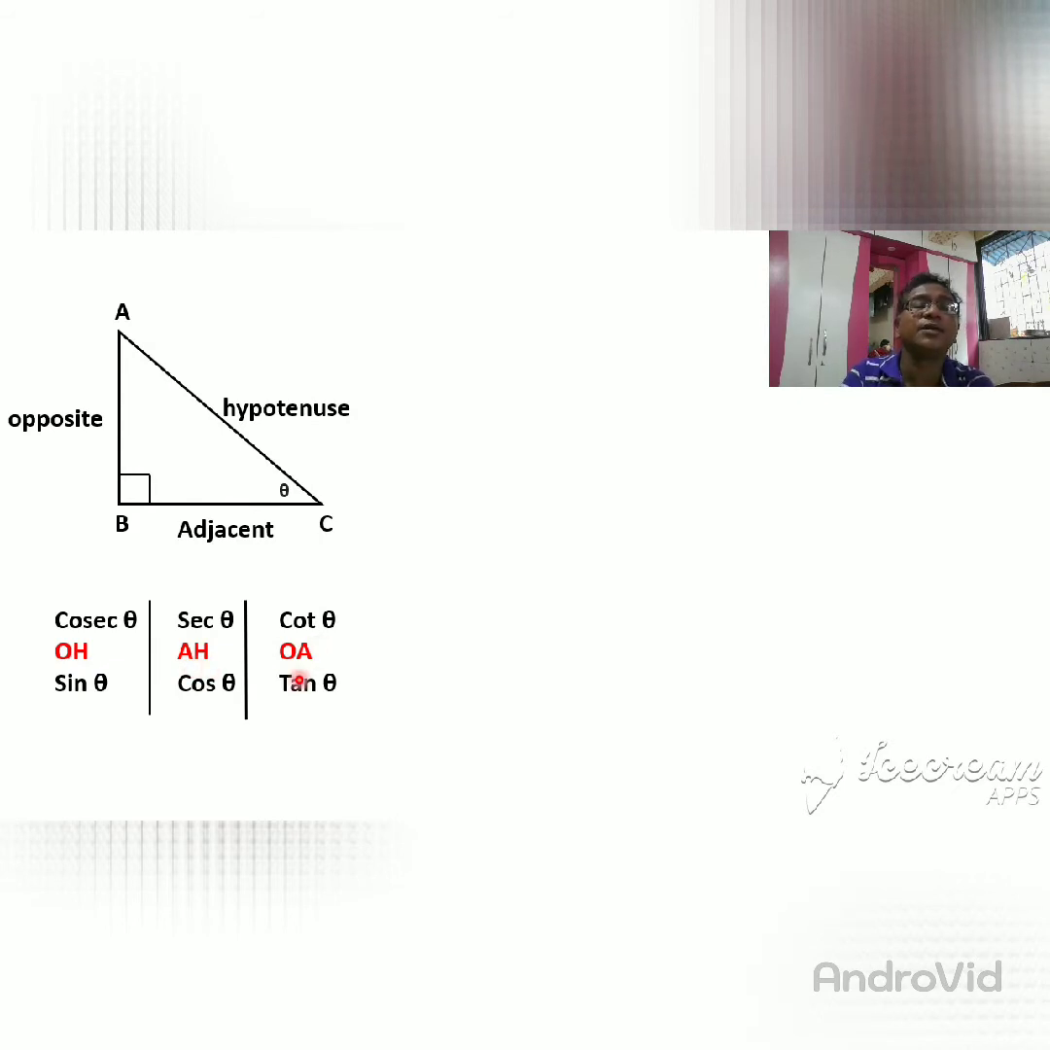Then tan theta. Tan theta means OA. So this is the theta. Theta's opposite is AB; O means opposite. So theta's opposite AB divided by adjacent BC. Tan theta means OA. O means opposite, A means adjacent. So tan theta is opposite AB divided by adjacent BC.